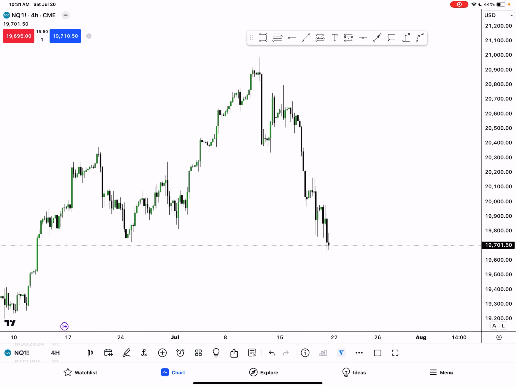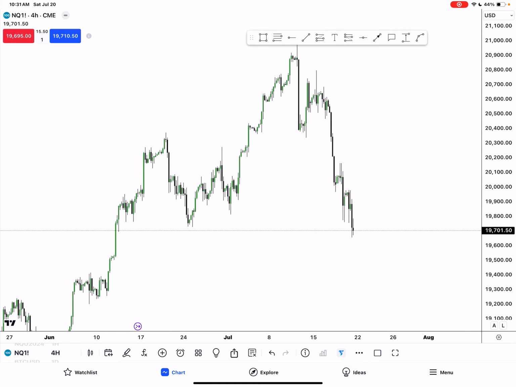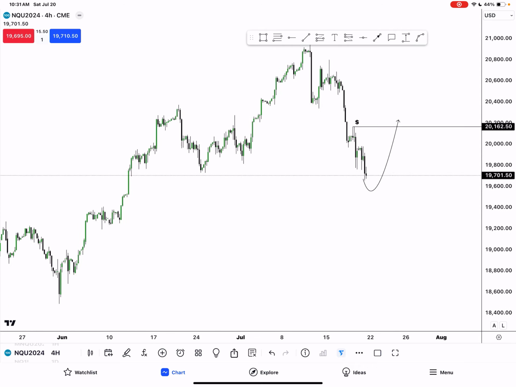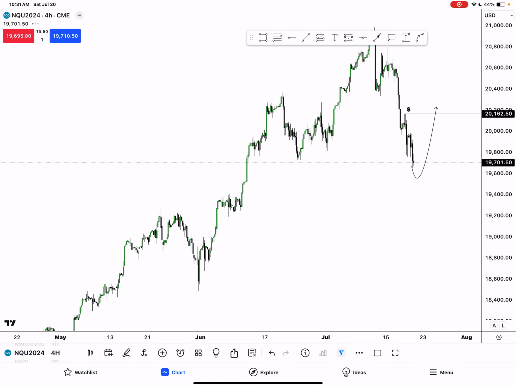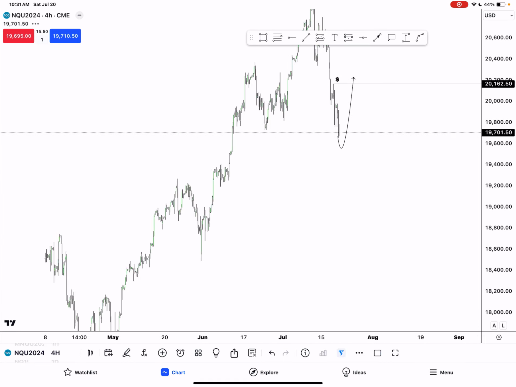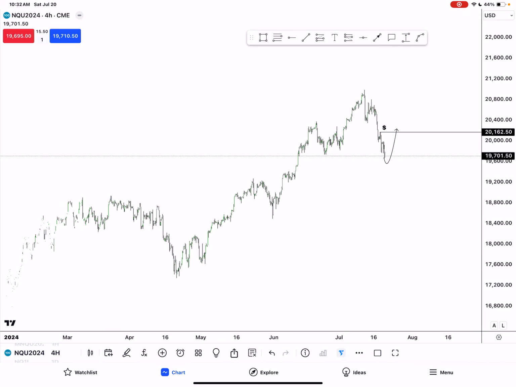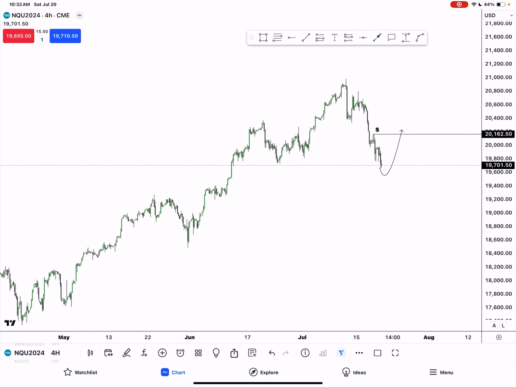Firstly, let me do some housekeeping things. I'm actually going to start marking up my charts using the NQ1 ticker, which is the continuous contract. Instead of the NQU ticker, which only shows the current front month data, which is 3 months worth of data, and cuts off everything before that. And everything after that is in the future, so we don't know it yet.